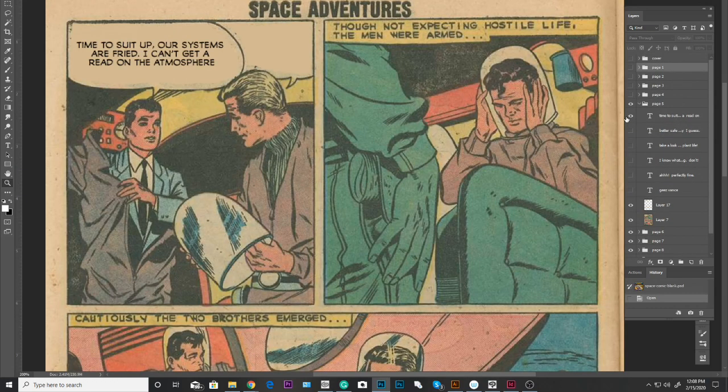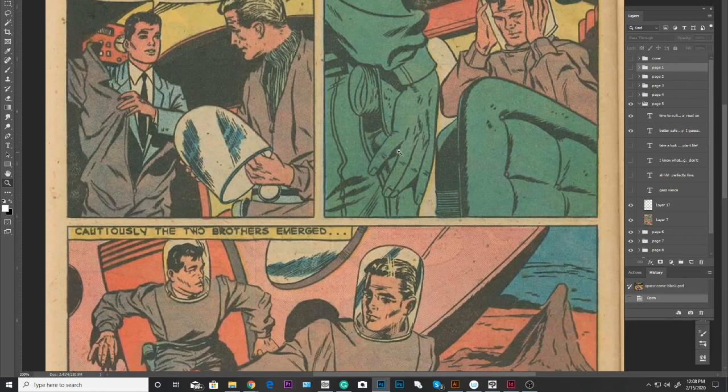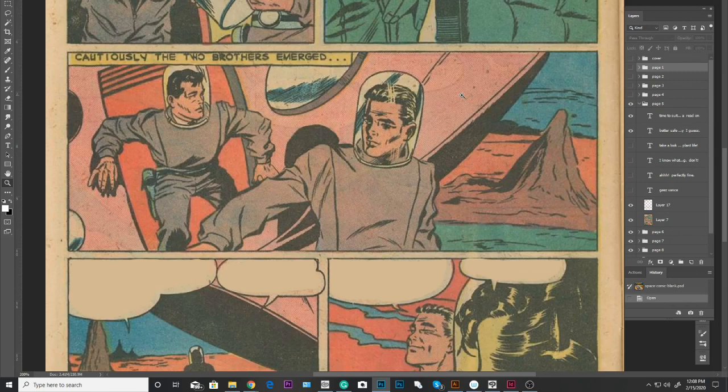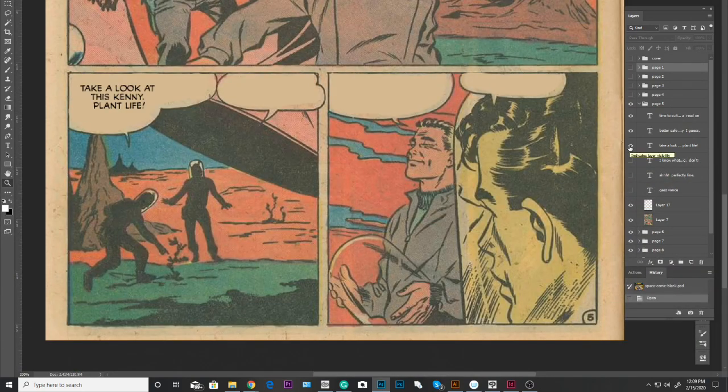So Kenny starts off. "Time to suit up. Our systems are fried. I can't get a read on the atmosphere. Better safe than sorry, I guess." "Though not expecting a hostile life, the men were armed. Cautiously, the two brothers emerged." "Take a look at this, Kenny. Plant life." "I know what you're thinking. Don't." "Perfectly fine. Geez, Vance."